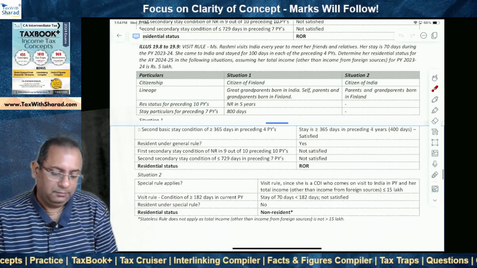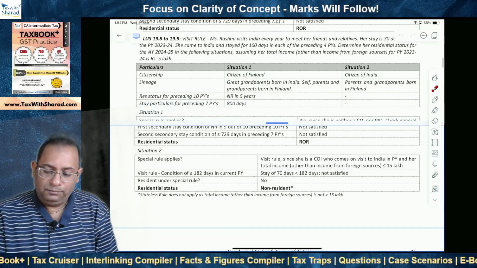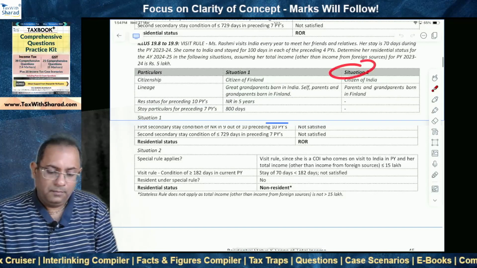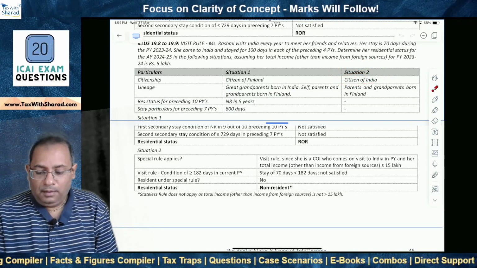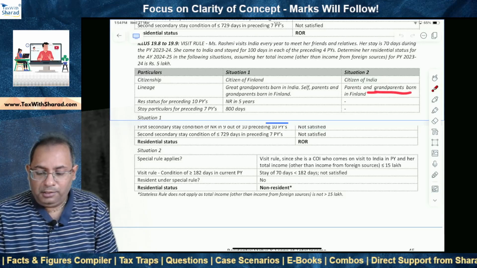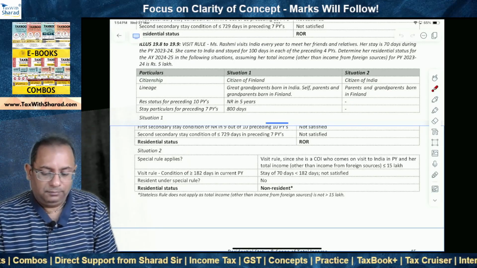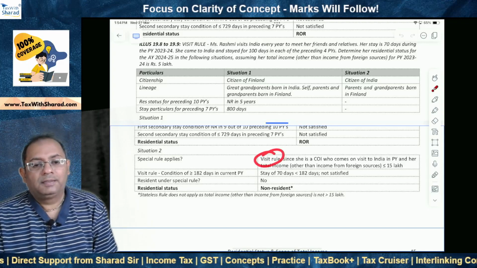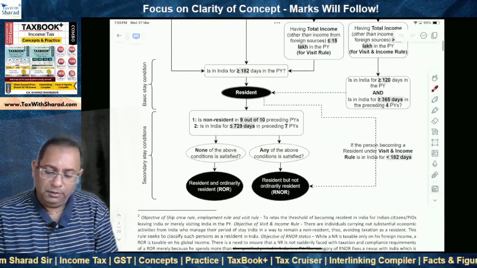Okay. Now we look at situation 2. In situation 2, Ms. Rashmi is a citizen of India and parents and grandparents were born in Finland. So the first question is whether a special rule applies or not. So the visit rule applies. We saw the visit rule.